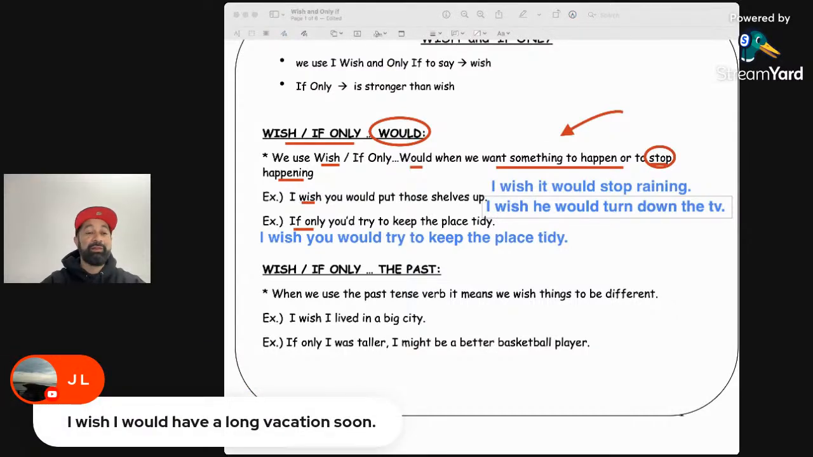I wish I would have a long vacation soon. JL, perfect. Great sentence. Me too. Even though I did go on vacation in September, I wish I would have a long vacation soon as well. Good, excellent sentence, JL. So remember, this is something you want to happen or you want to stop happening.